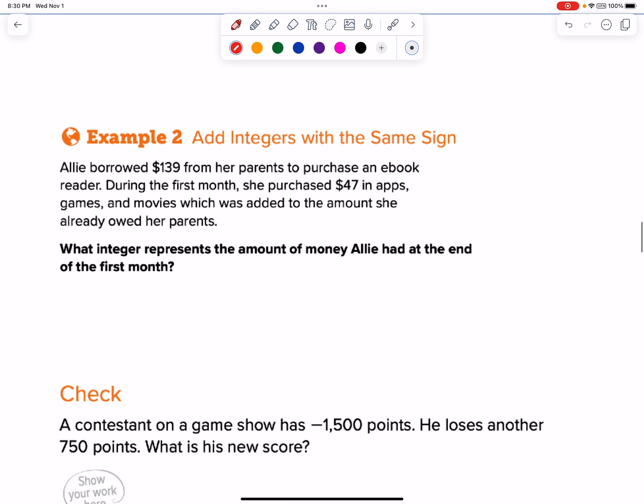Okay, some word problems here. Adding integers with the same sign. So Allie borrowed 139 from her parents to purchase an ebook. During the first month, she purchased 47 apps, games, and movies, which added to the amount she owed her parents. What integer represents the amount of money Allie had at the end of the first month? Okay.